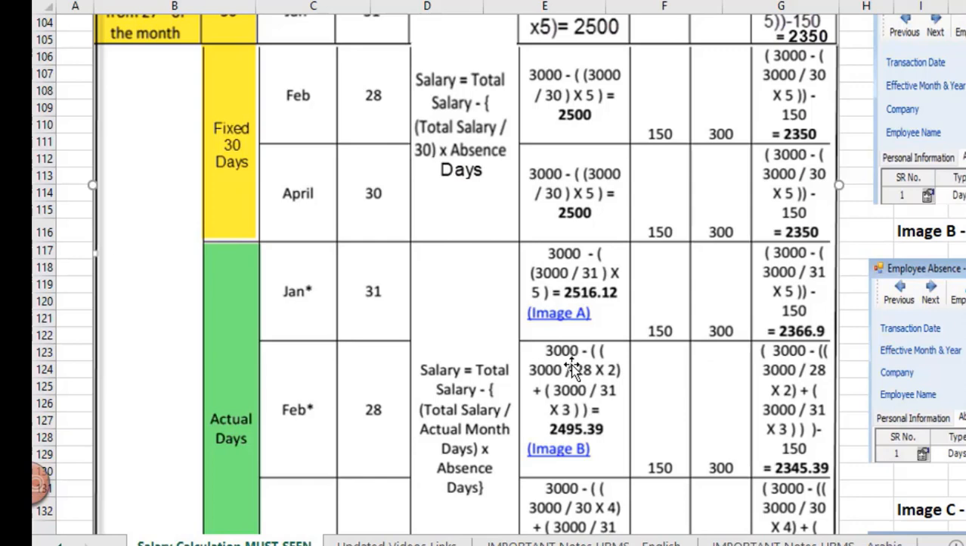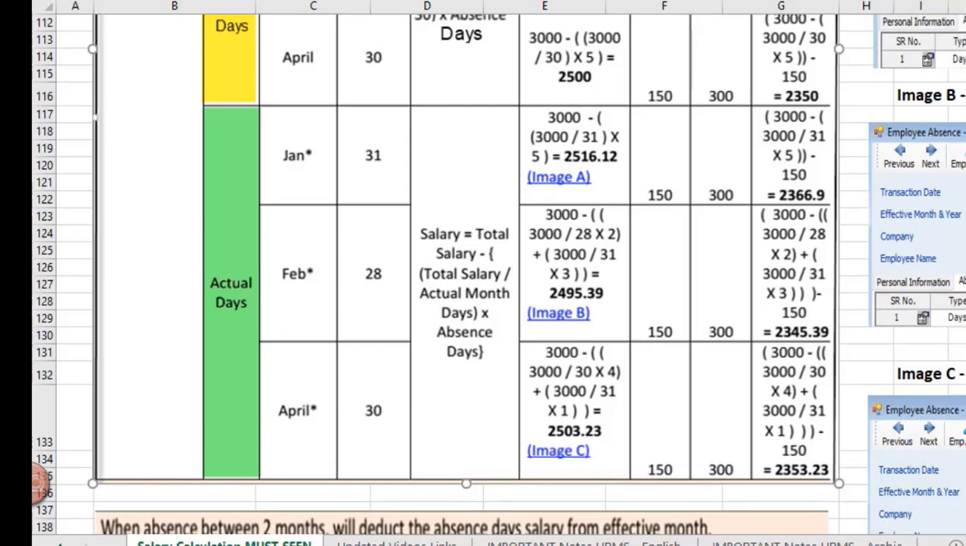So 28 is reading from February again, 31 is reading from March, 3,000 is the total salary, 2 is the days till the month of February is over, and 3 days here is what's left from that month to the next month. So basically that is how it's calculated, which gives us, of course, the total amount.